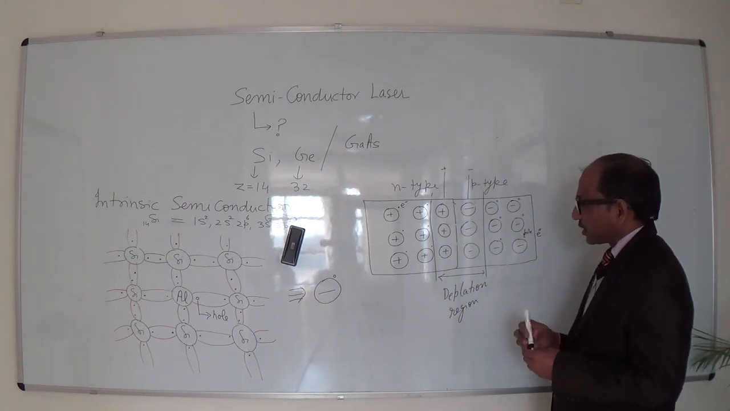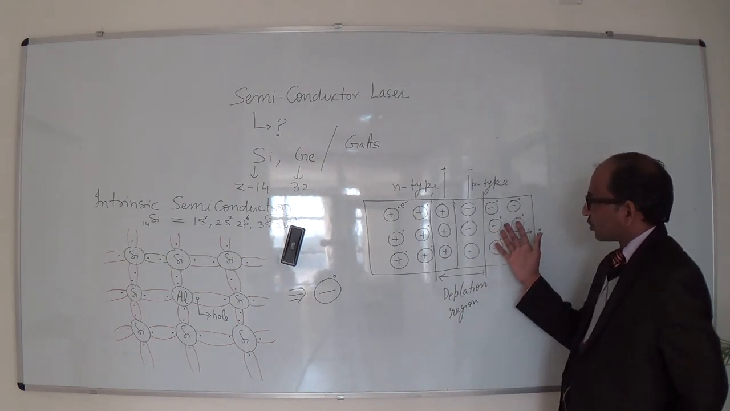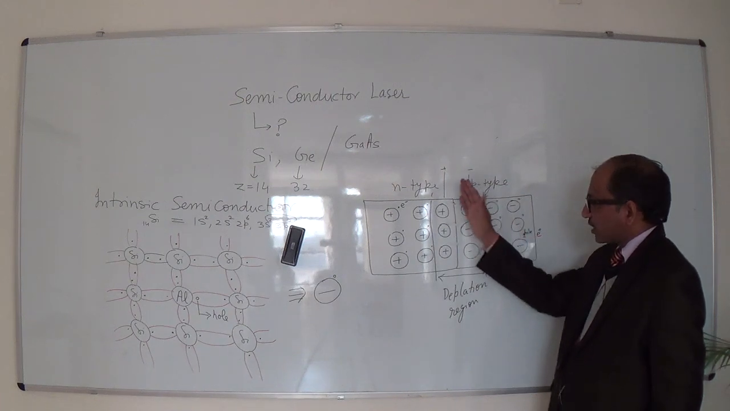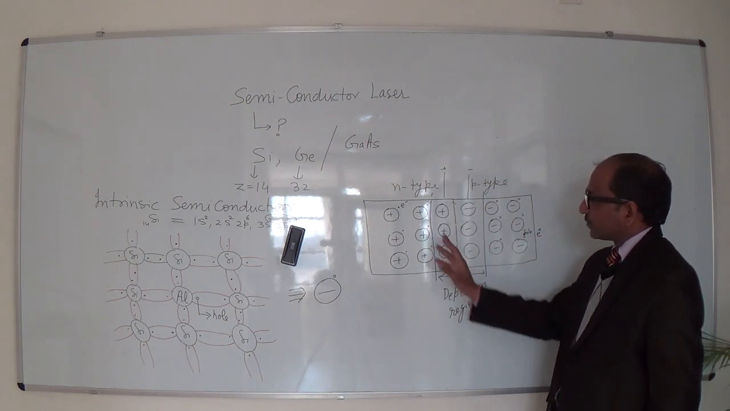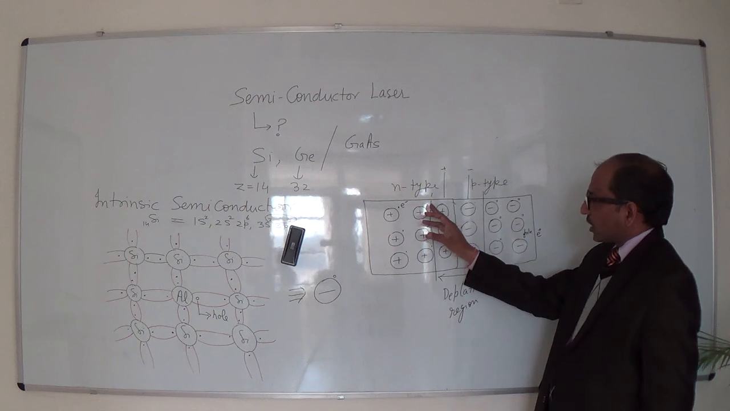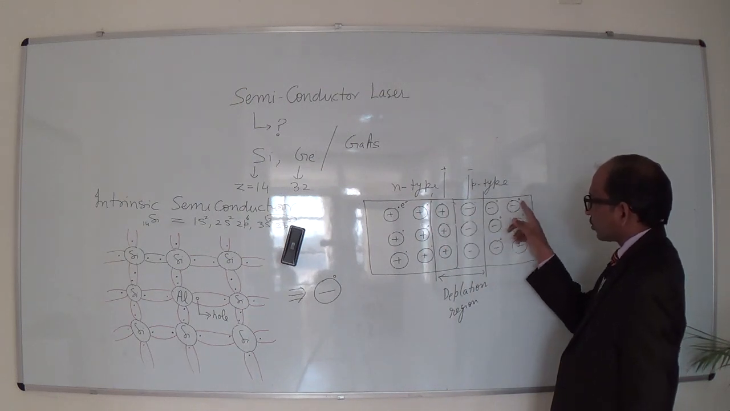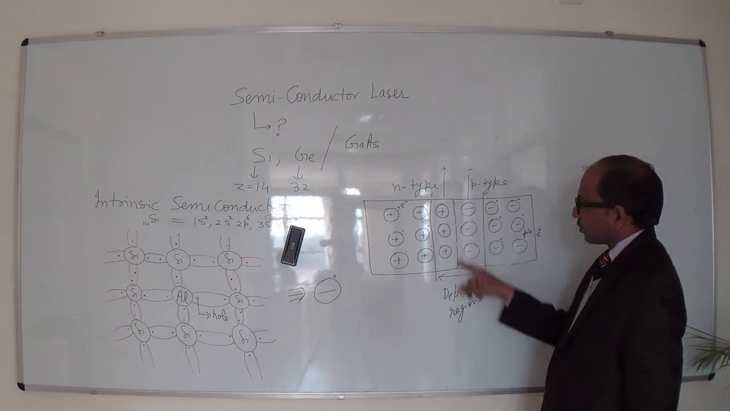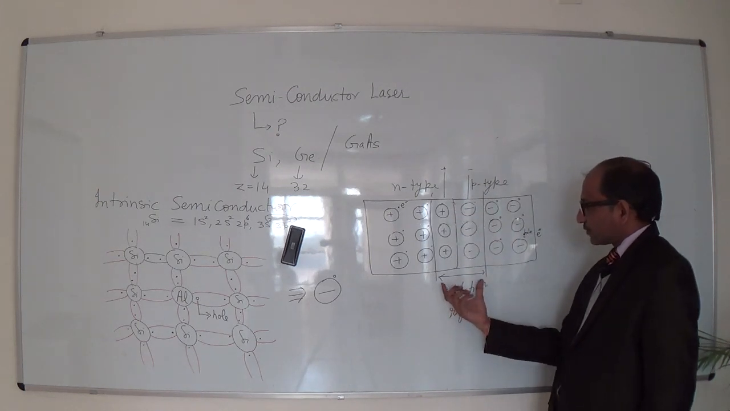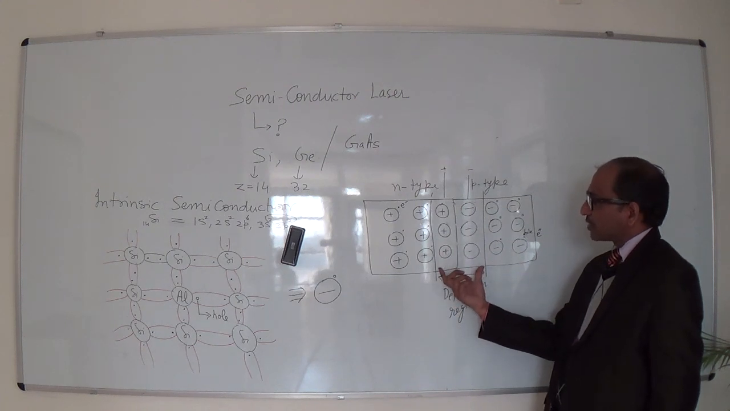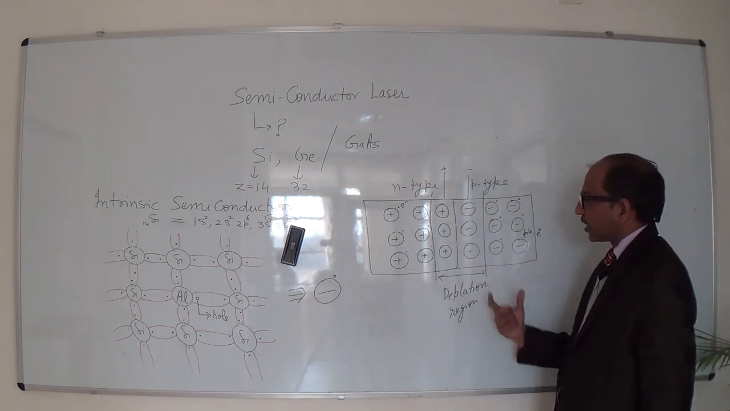So in the absence of external biasing, there is no flow of charge carriers across this junction. Electrons cannot move further across the junction, and similarly holes cannot move further across this junction. So an internal barrier is set up inside the PN junction without any biasing.